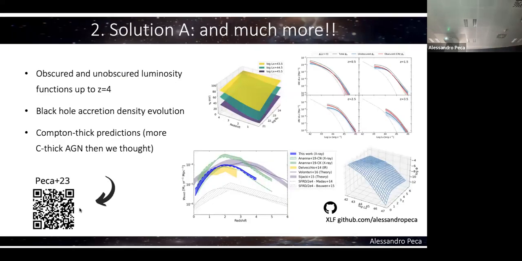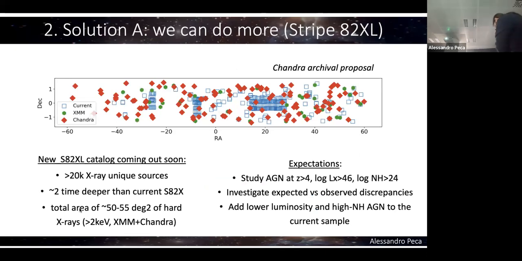But we also did more. Now, I don't have too much time to go into the details, but because we had intrinsic numbers, we built our own X-ray luminosity function, and we were also able to disentangle the obscured and unobscured parts of the luminosity function. So again, if you want to play with numbers and see how many AGNs, obscured and unobscured, you can have in your surveys, you can take our models. We were also able to make some predictions of Compton-thick AGNs using black hole accretion density evolution, and everything is mentioned in our paper. However, coming back to the initial question, how can we improve these results?